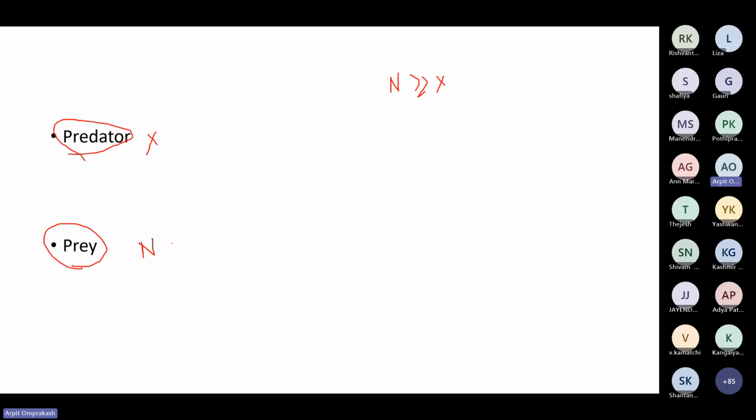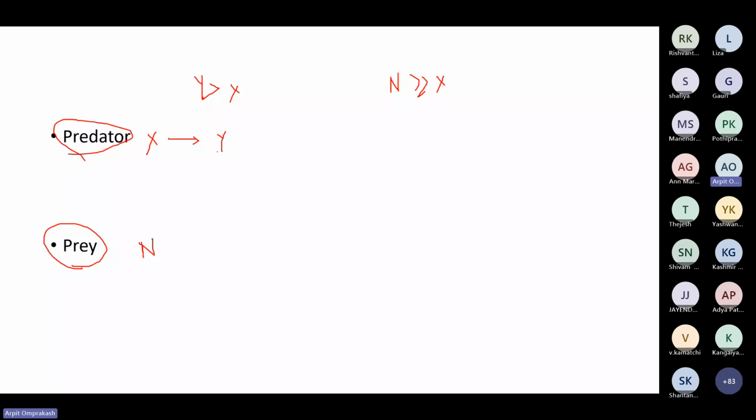Since there is a very high population of prey and a very low population of predator, everyone gets to eat. All of the predators are able to catch prey, sustain, grow and reproduce. So they multiply, and the number increases to Y. Let's say now Y is greater than X.